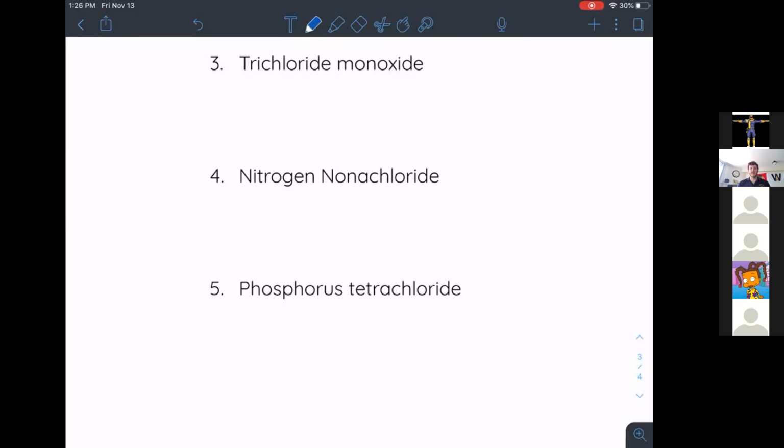All right, so let's look at that first one. Trichloride monoxide. I'm sorry, guys. This should have said not trichloride. It should be trichlorine. Apparently I messed up. So it should be trichlorine monoxide, but that shouldn't have changed your compound. So what is my first one? Cl3O. Any questions on that first one?